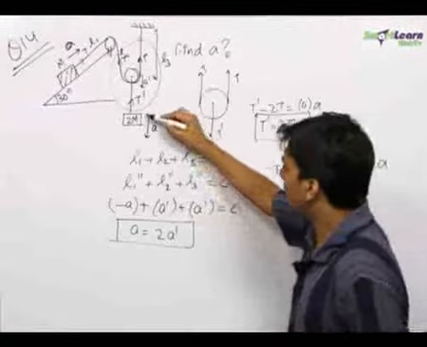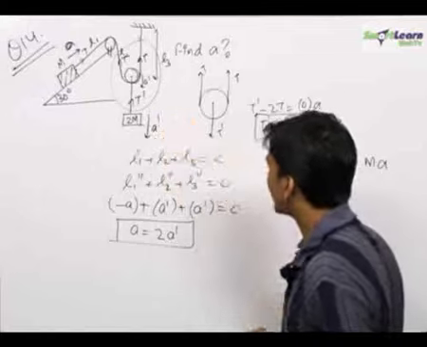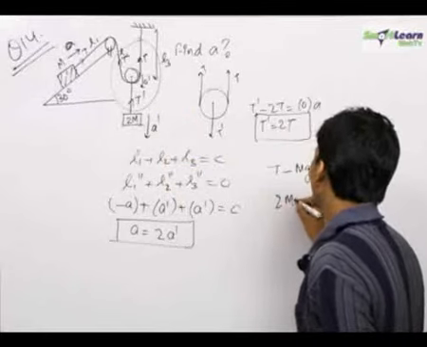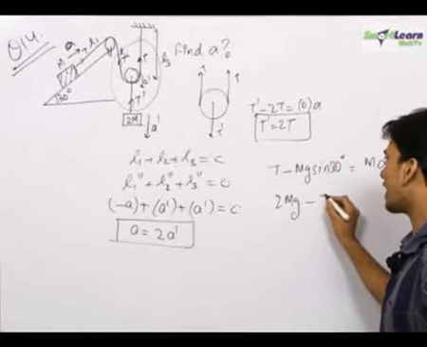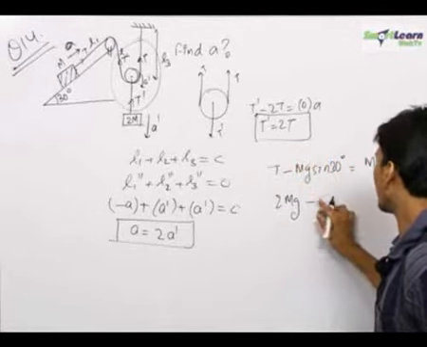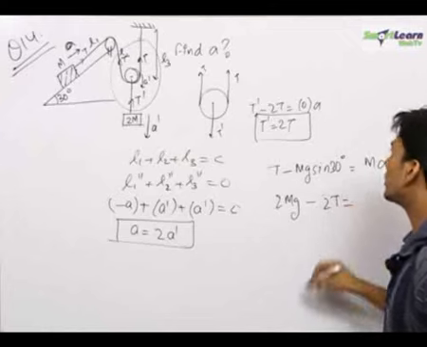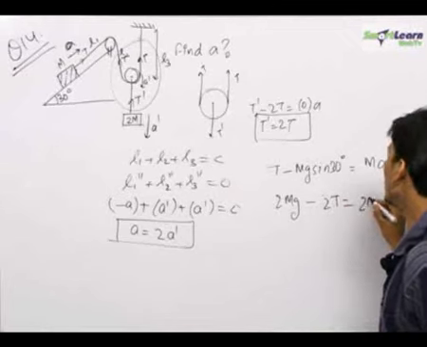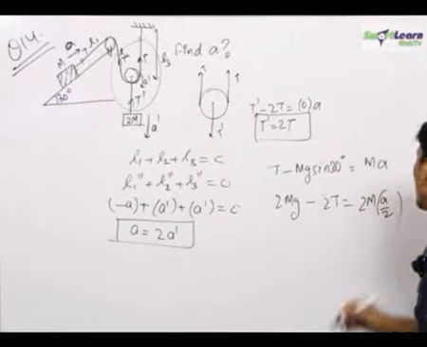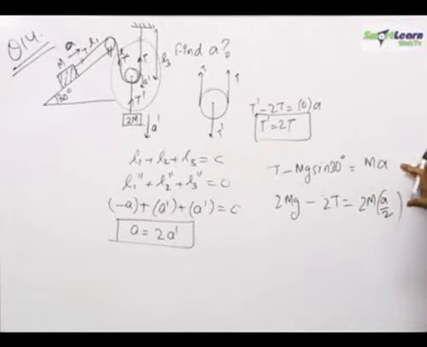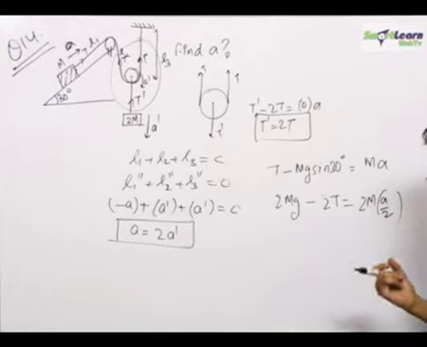Now by applying the equation on this block in the vertical direction, we get 2mg, that is the gravitational force on this object, minus T dash, that is equal to 2T, is equal to 2m into A dash. A dash is equal to A by 2. So now we have two equations and two variables, that is T and A. We can solve these two linear equations to find out our answer.